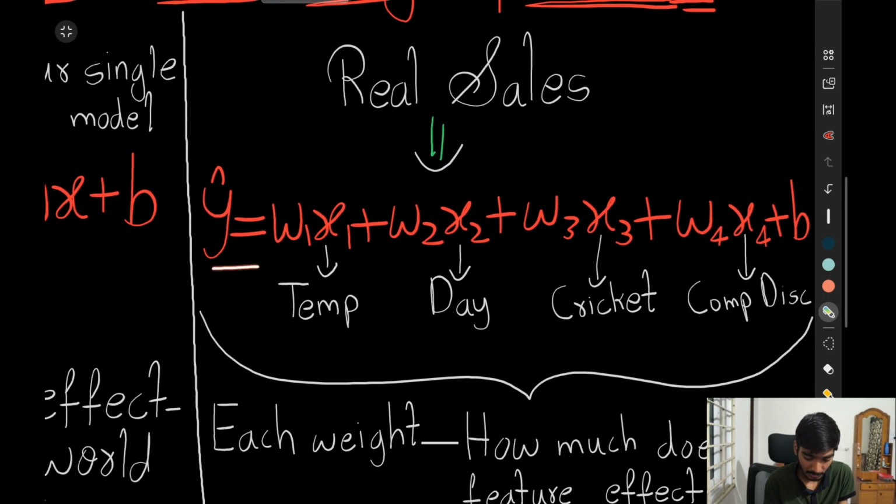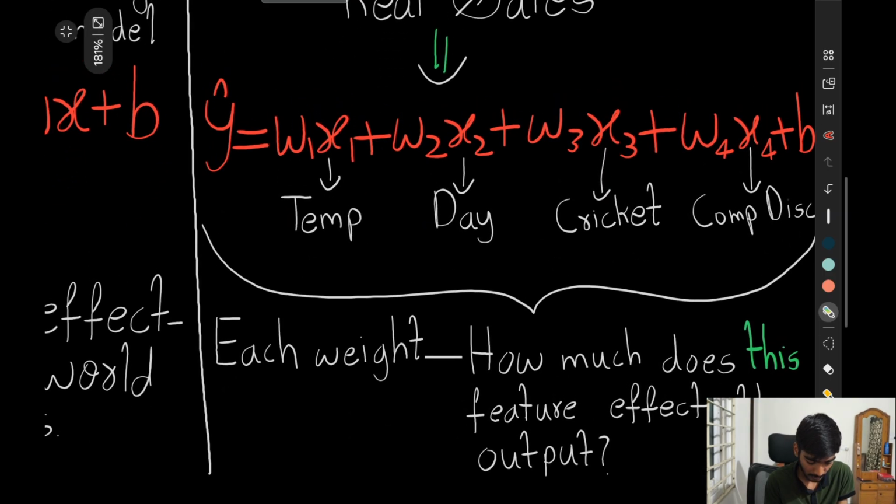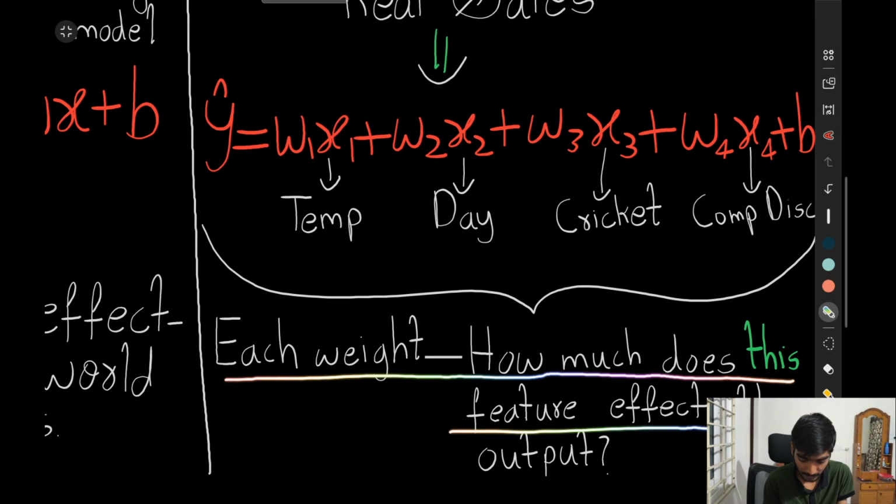So consider this equation: y = w1x1 + w2x2 + w3x3 + w4x4. Here the inputs are the temperature, the day of the week, whether there is a cricket match, and whether your competitor runs any discount. Now our model needs 4 weights: w1, w2, w3 and w4. Each weight tells us how much this feature affects the output.